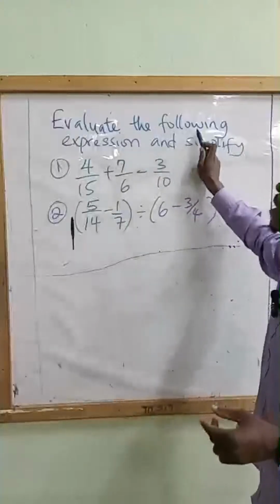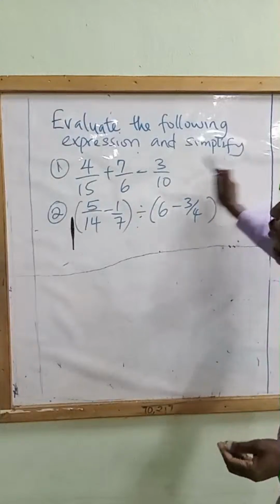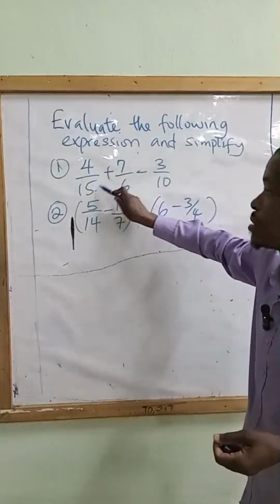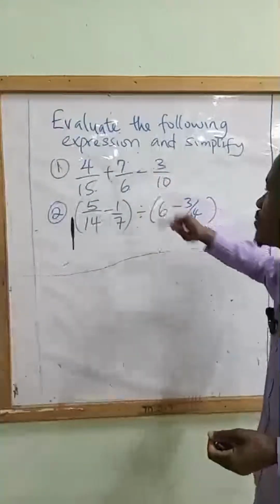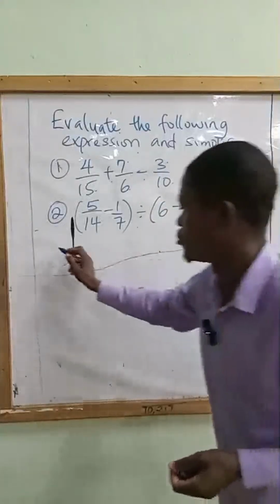Evaluate the following expression and simplify. The first one we have is 4 over 15 plus 7 over 6, and then minus 3 over 10. So let's see the solution to that.